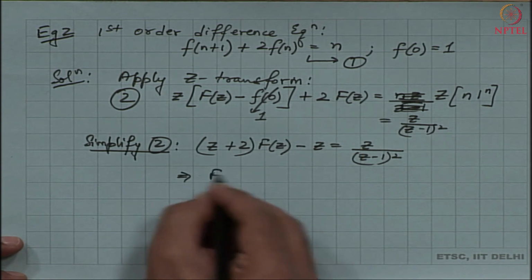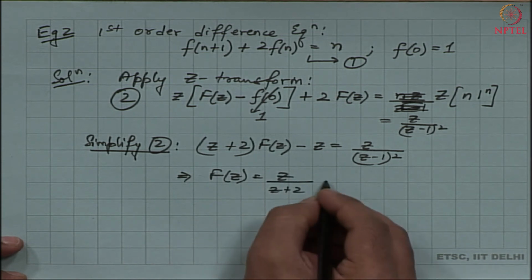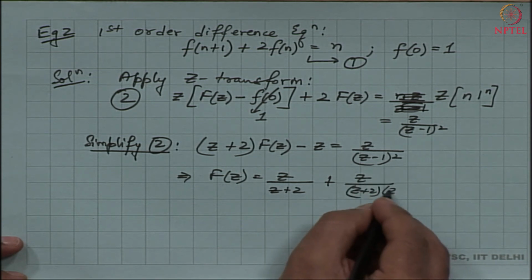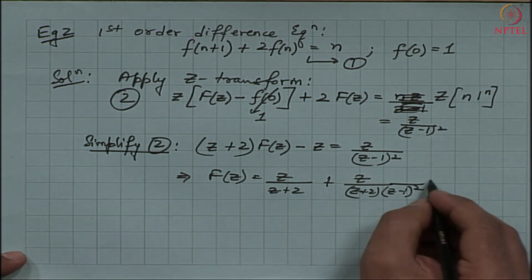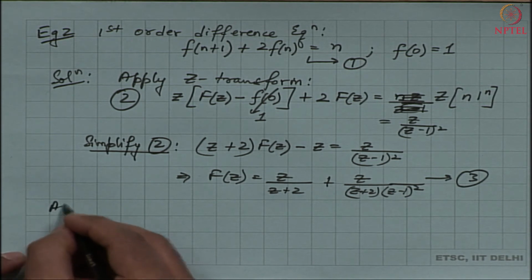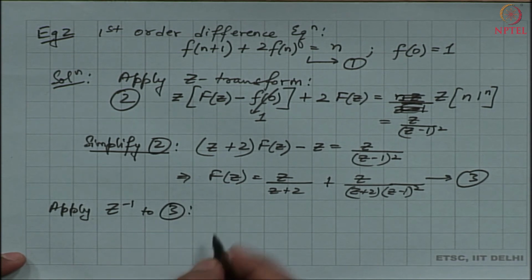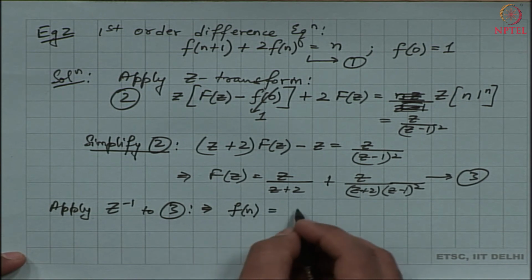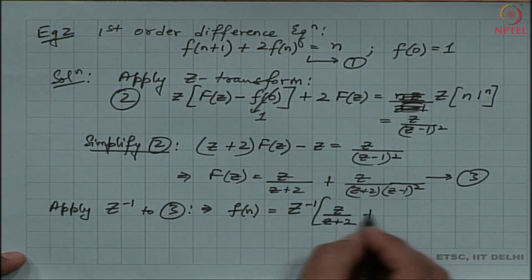If I simplify all these expressions, I am going to get f of z equals z divided by z plus 2, plus z divided by z plus 2 times z minus 1 squared. Let me call this expression 3, and I am going to apply my inverse Z transform to it. Let me start with the inverse transform of the first expression plus the second expression.